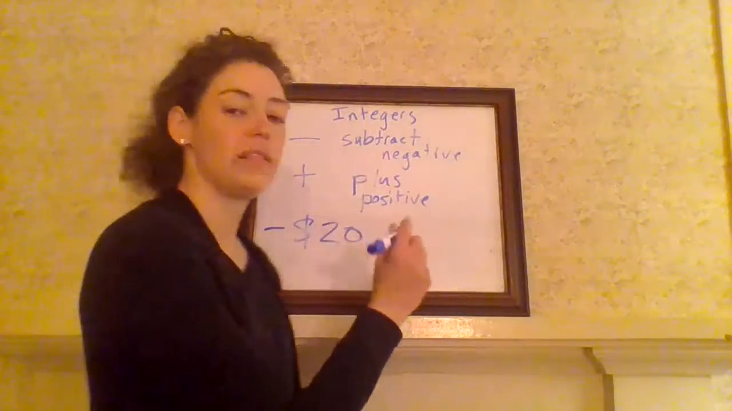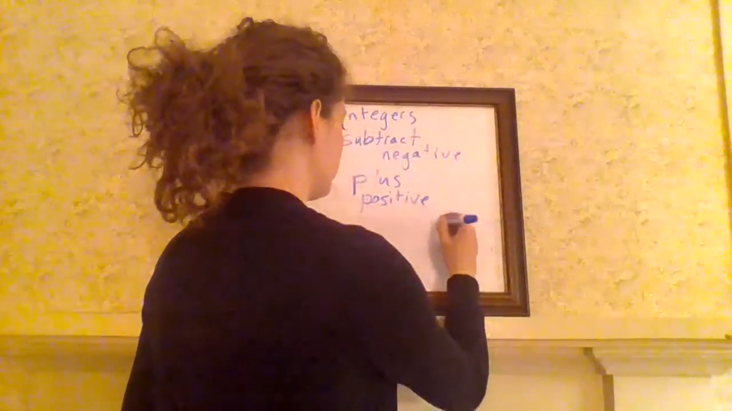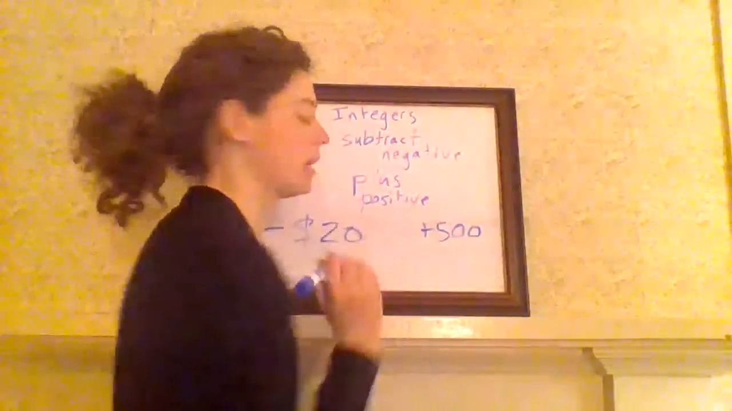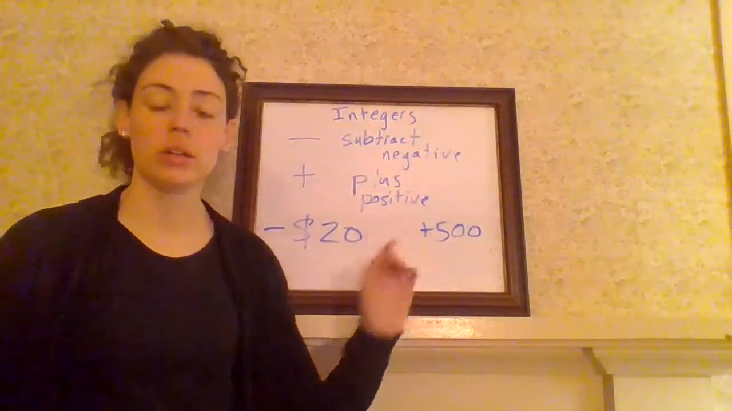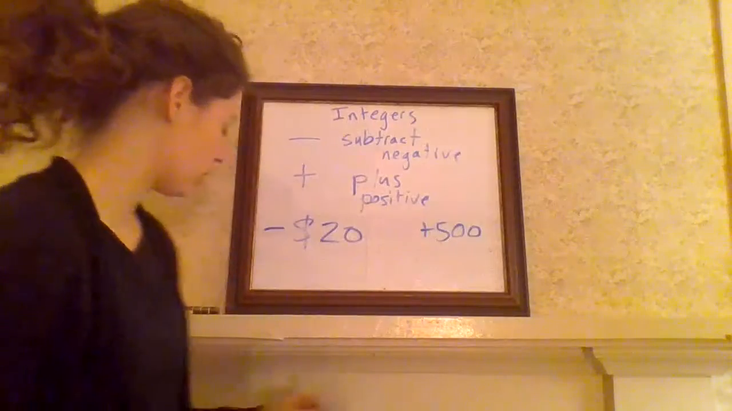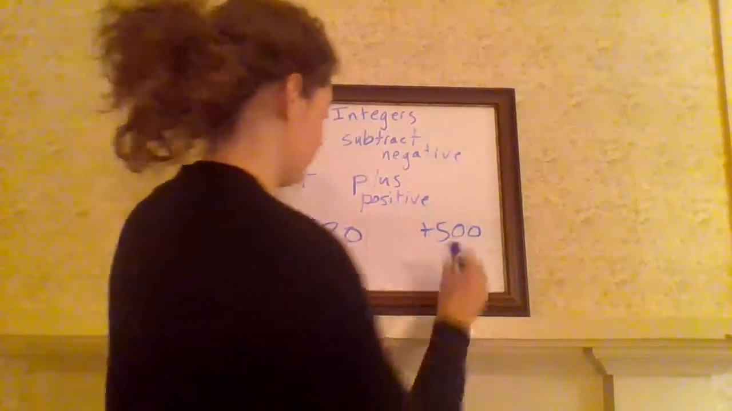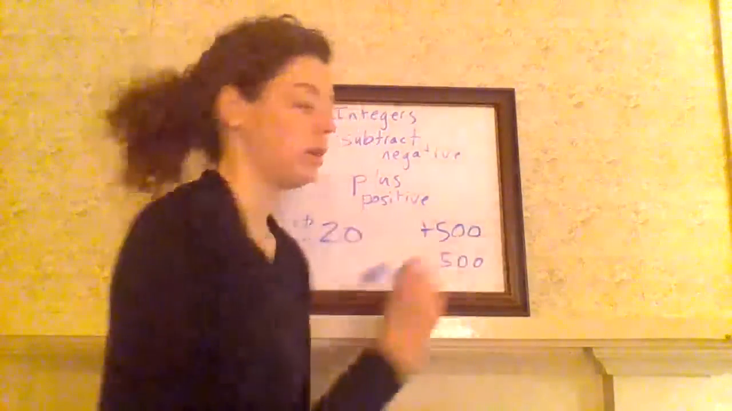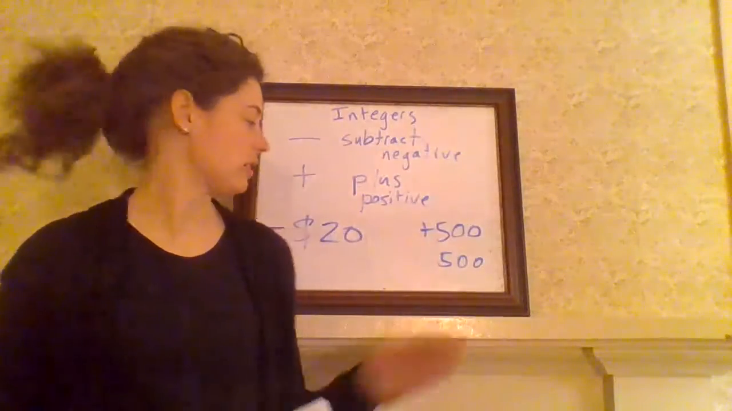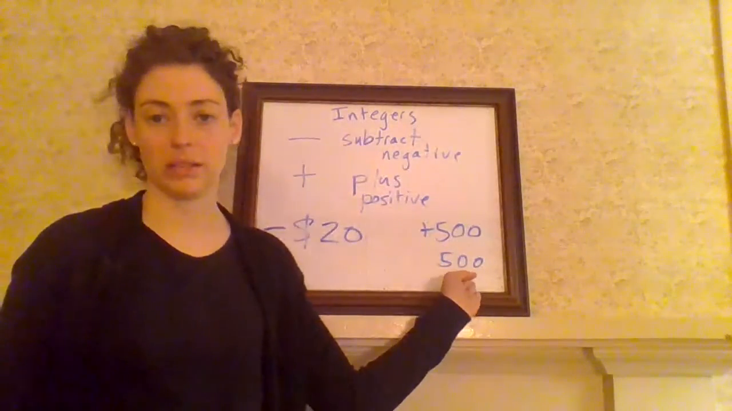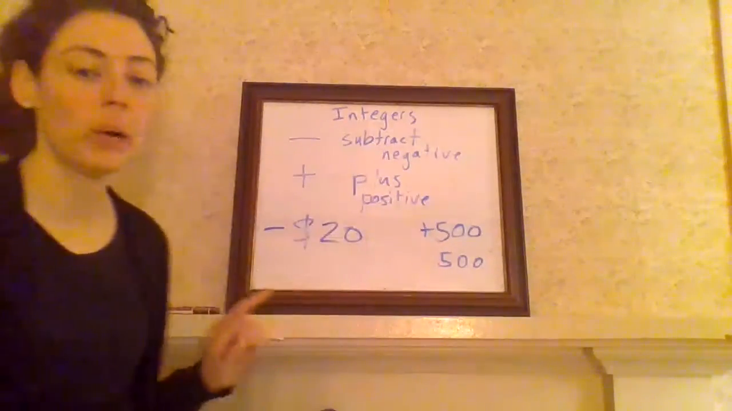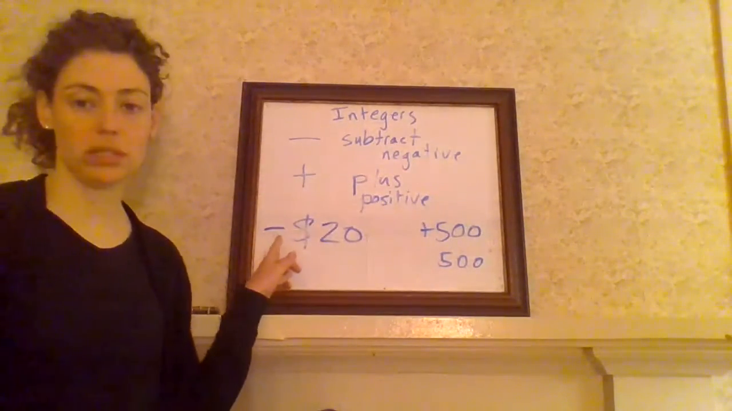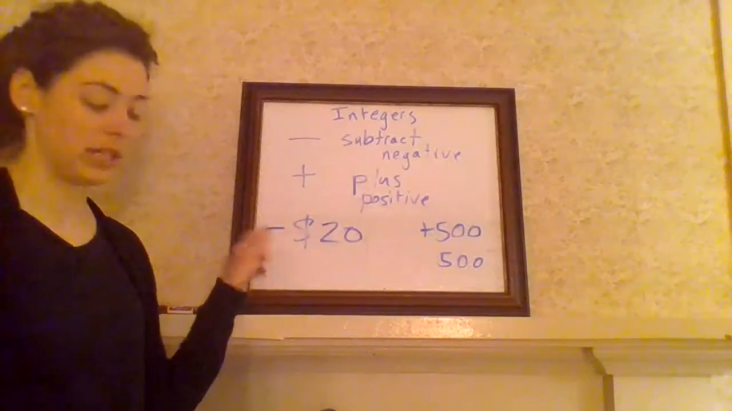Now, if I had $500, we could say I had positive $500, and I could put a plus sign here. Normally we don't use a positive sign. If we see $500, we don't think, is that negative or is that positive? That just generally means that's a positive number. But you can also use this positive sign. However, for a negative number, you do need to use this negative sign.